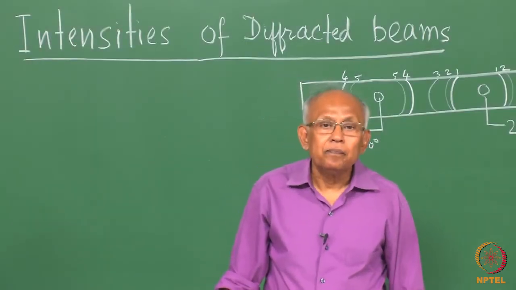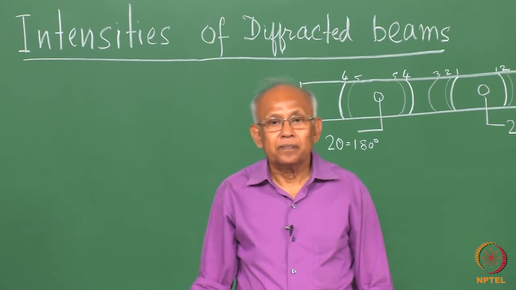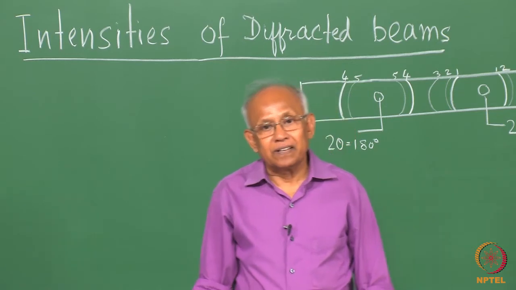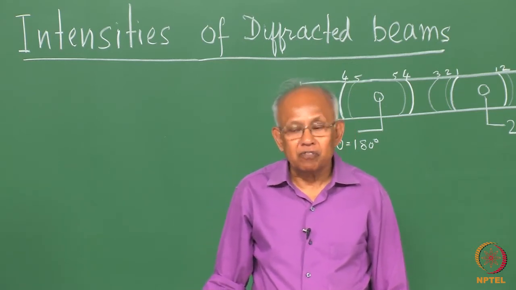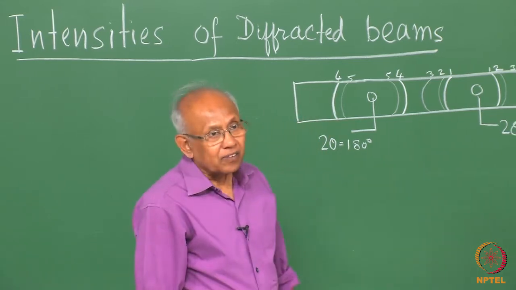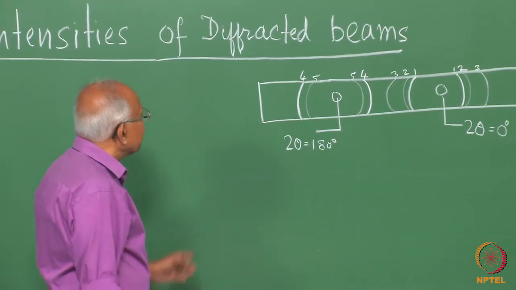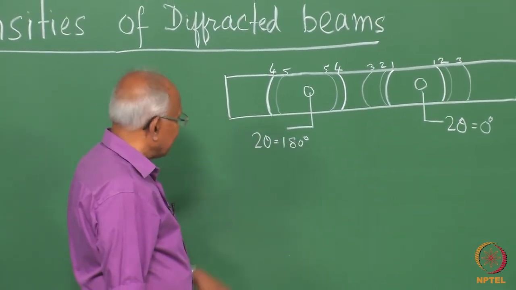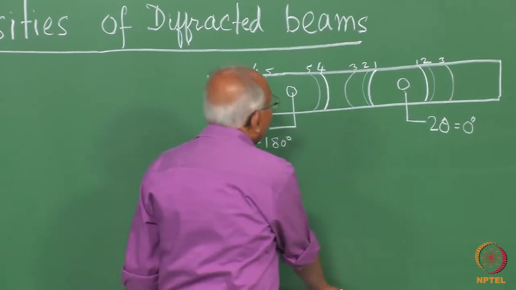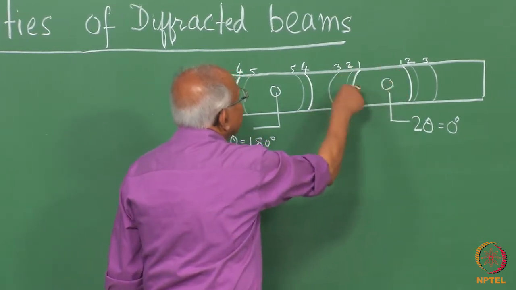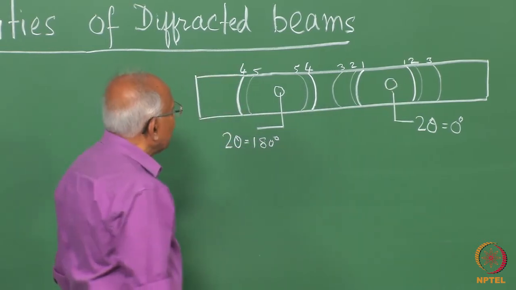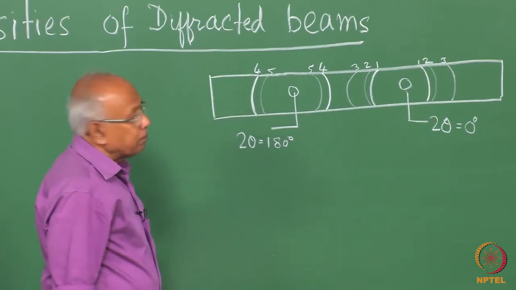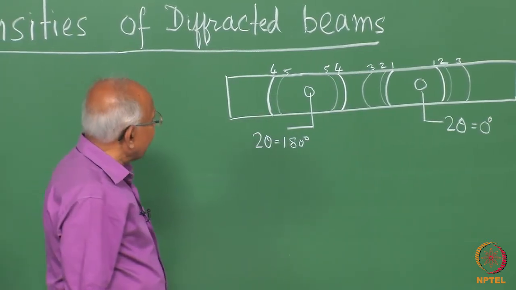In this lecture I shall deal with the various factors which affect the intensities of the diffracted beams from a specimen. Say for example, if we look at the X-ray diffraction pattern from a powder camera, we find that there are a large number of diffraction lines. Now, each line pair is due to diffraction from a particular HKL plane.